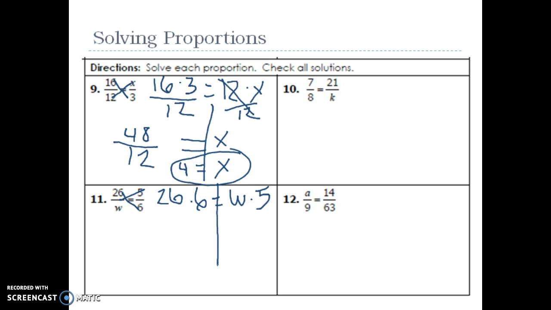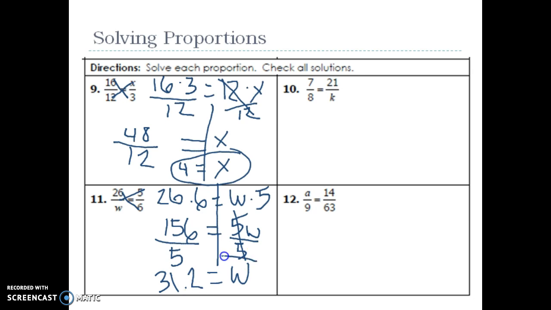Well, what is 26 times 6? It is 156. Equals, well, this is really w5 or 5w. They're next to each other. They're being multiplied, so get w by itself. Divide, because we want to move the 5 across that line. So they cancel. So really we have 156 divided by 5. And we get, you got it, a decimal, 31.2. So w equals 31.2.